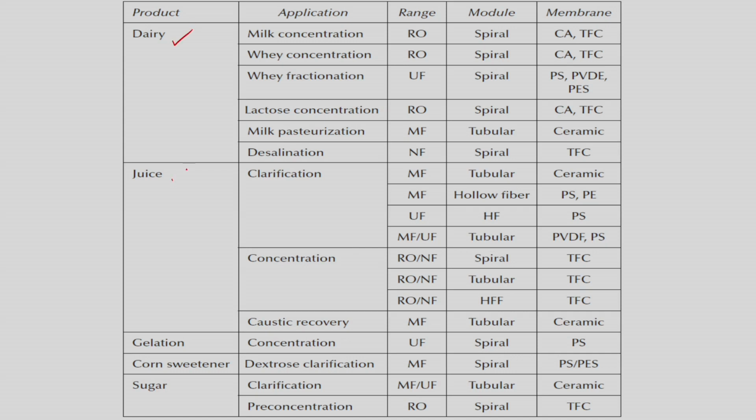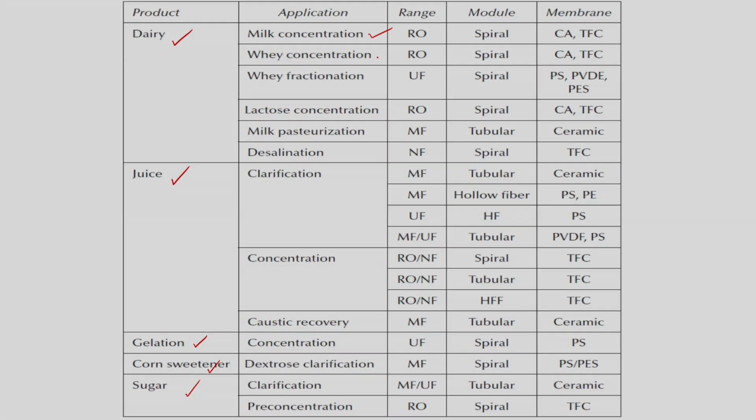This is another table in terms of application: which industry, if your product is dairy, which one you choose, and if your product is juice, which to be chosen, and gelatin and corn sweetener, sugar. This is also a very minimal list of products that I have taken. You can further refer to the references and additional sources I am going to give you at the end of the lecture. The applications are milk concentration, whey concentration, whey fractionation, these we are going to see today, and lactose concentration, milk pasteurization, desalination; everything comes under dairy processing.